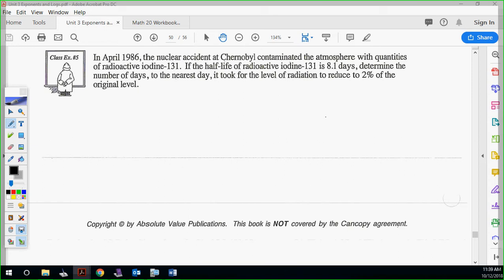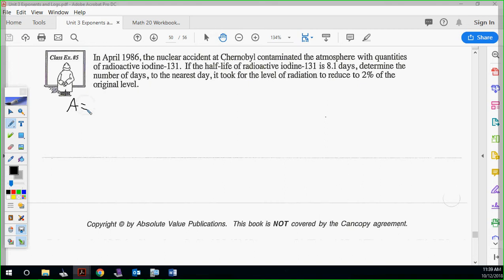Contaminated the atmosphere with quantities of radioactive iodine-131. Its half-life is 8.1 days. Determine the number of days, to the nearest day, it took for the level of radiation to reduce to 2% of the original level. A lot of numbers here, but I think it's interesting. So again, what do we want our A to be?